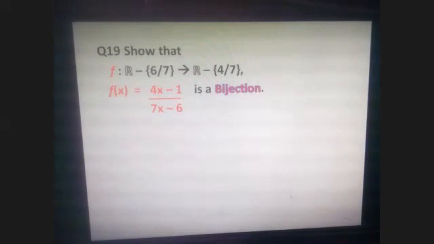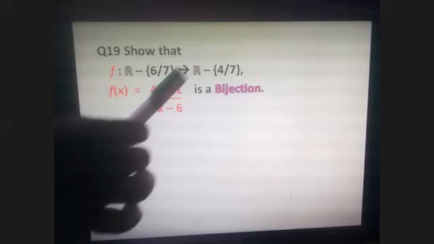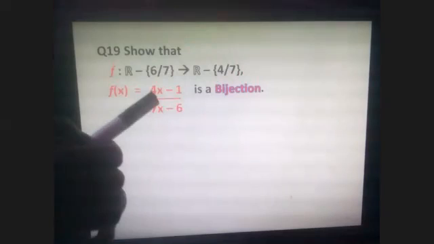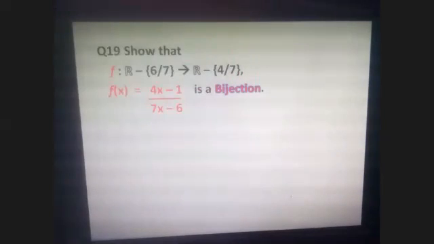I have a question here. This is a very common question which is asked in boards. f from R minus {6/7} to R minus {4/7}. Why R minus {6/7}? Because 6/7 is not in the domain. Why R minus {4/7}? The range cannot have 4/7. That's why I have taken R minus {4/7}.